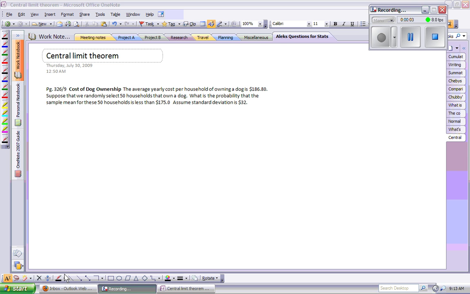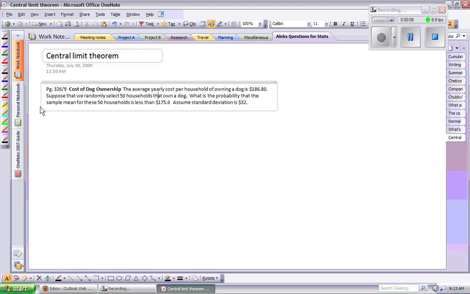We're going to try to talk about central limit theorem using this example from the book, page 326, number 9. It talks about the cost of dog ownership. The average yearly cost per household of owning a dog is $186.80. It's pretty cheap. Suppose that we randomly select 50 households that own a dog. What is the probability that the sample mean for these 50 households is less than $175? Assume the standard deviation is $32.